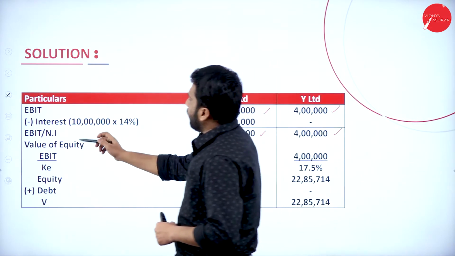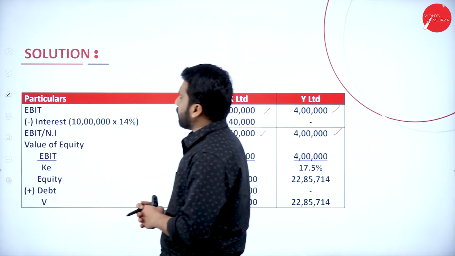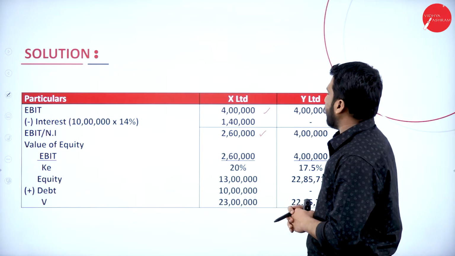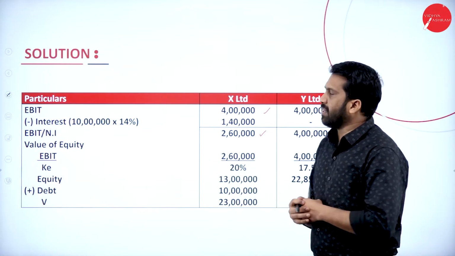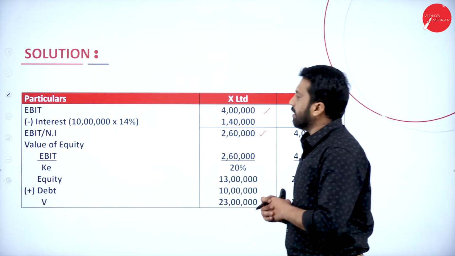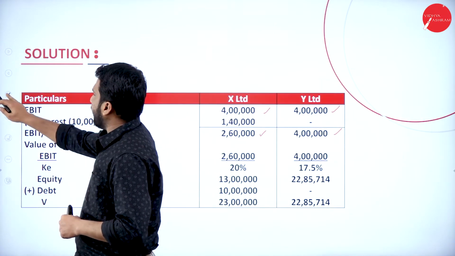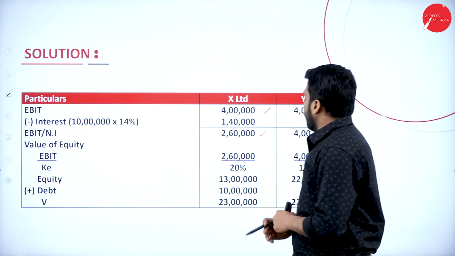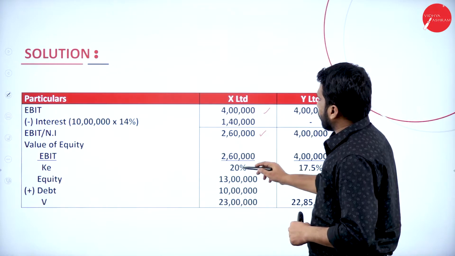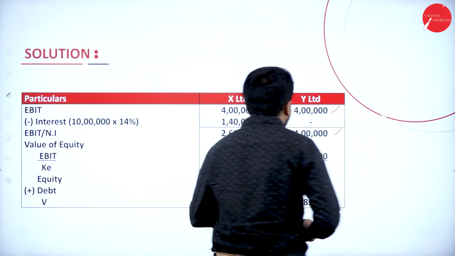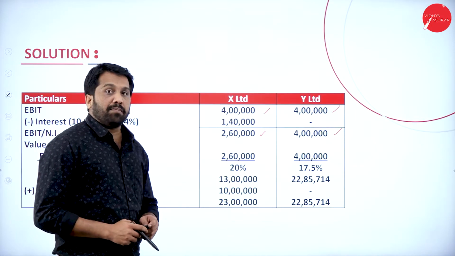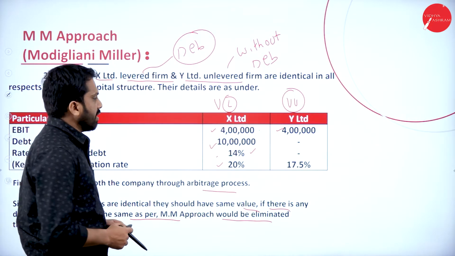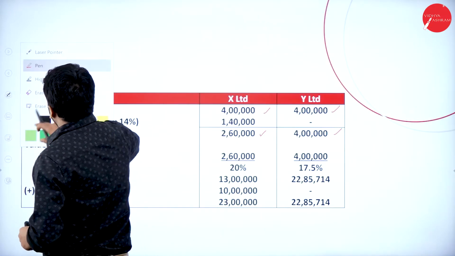Now, value of equity is EBIT divided by cost of equity. Actually it is not EBIT, it is your net income or EBT. We don't consider the interest. Now it will be 2,60,000. You got 2,60,000 divided by 20%, and we have 4 lakh divided by 17.5%. The 20% is already given. So we'll make it EBT.